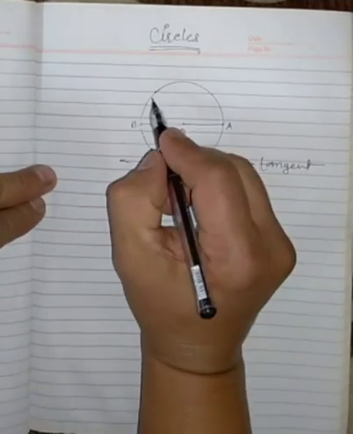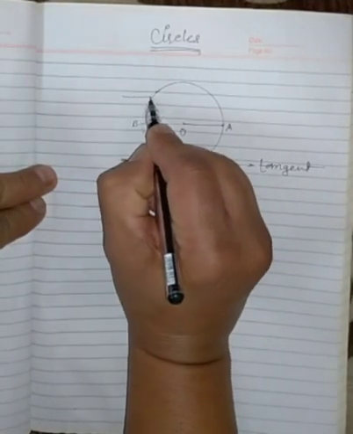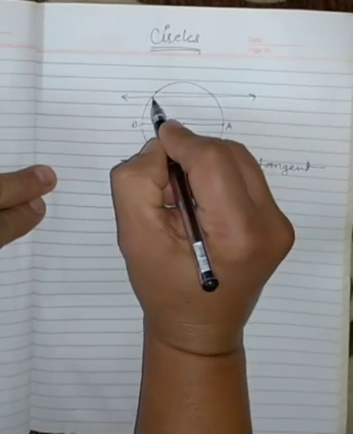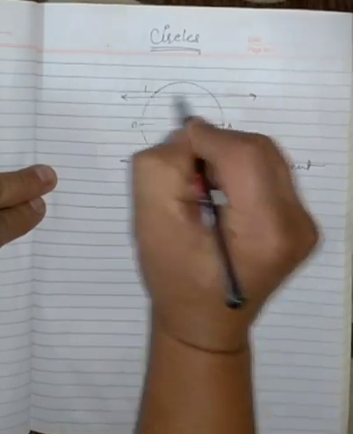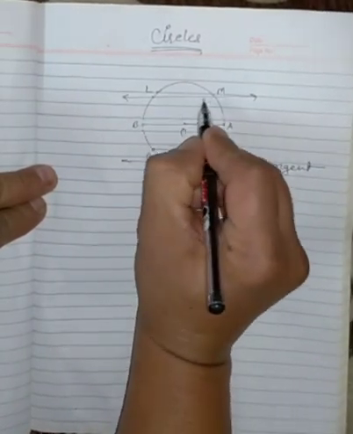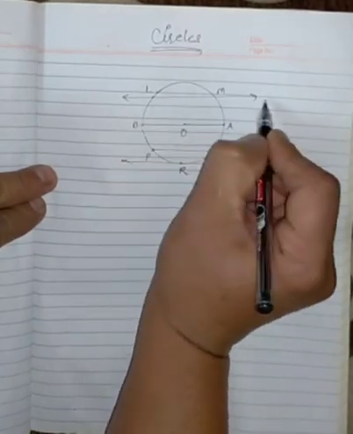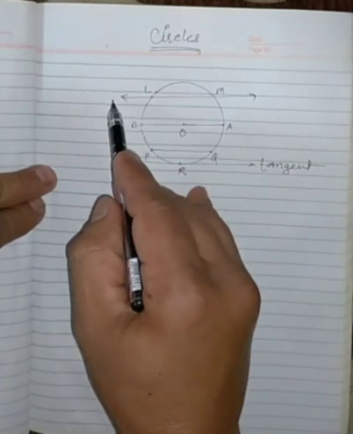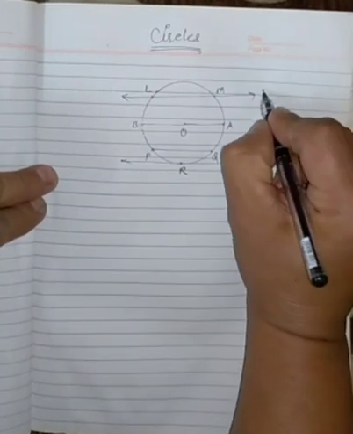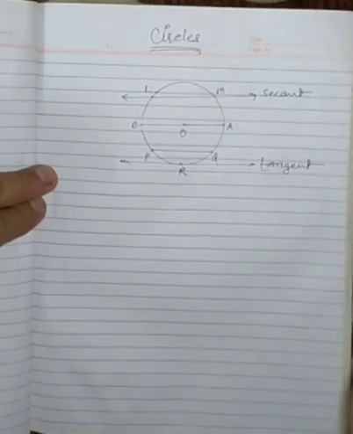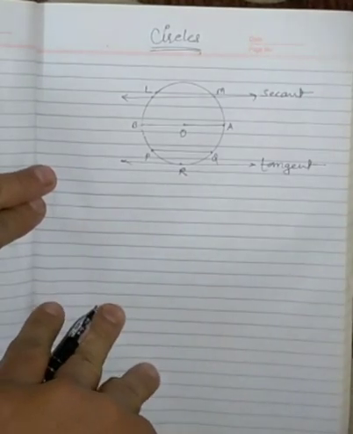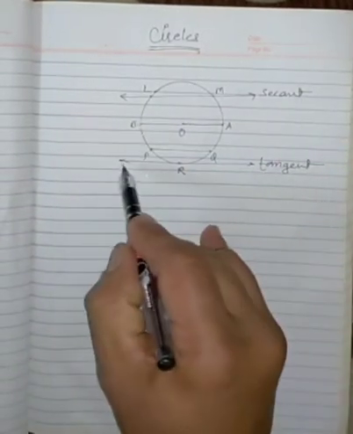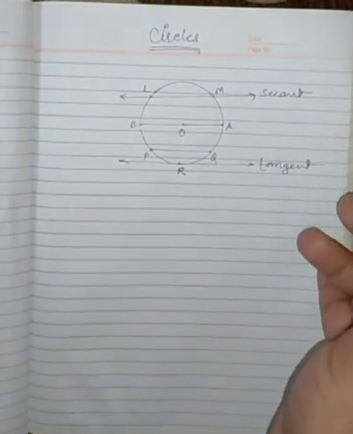Okay. Now suppose there is one more line passing through the circle, intersecting at 2 points, then this line segment cannot be considered a tangent because it is not touching at one point. So the line segment intersecting the circle at 2 points is called a secant. And secant is not in our course, so we will not talk about this. So we will talk about the tangents and the related theorems about tangents.